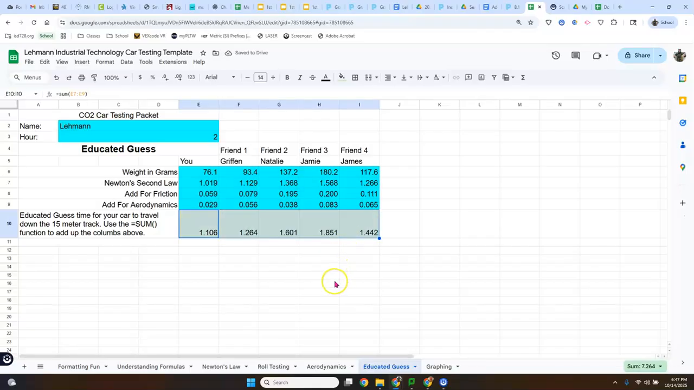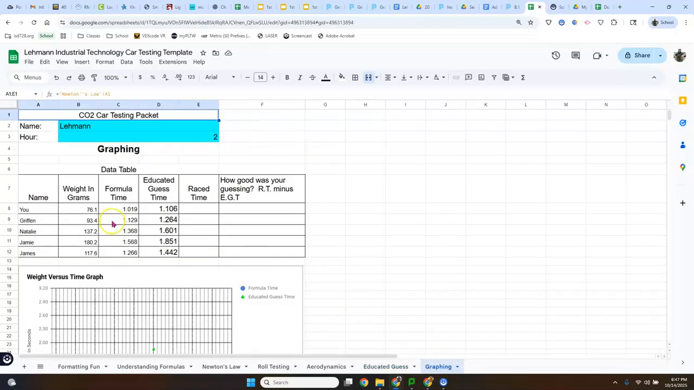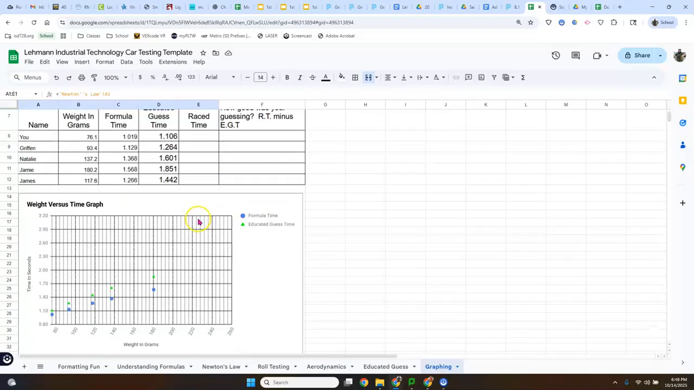Now, here at the end, now we can go to graphing. And in graphing, there's one thing that we're missing, and that is our actual race time. But over here, you can see our different cars. And you can see the formula time, which is kind of just a math problem that we use kind of physics to kind of figure out if a perfect scenario, what's going to be happening here. And then we have also an educated guess time, all right, which usually we add a little bit more time in seconds.